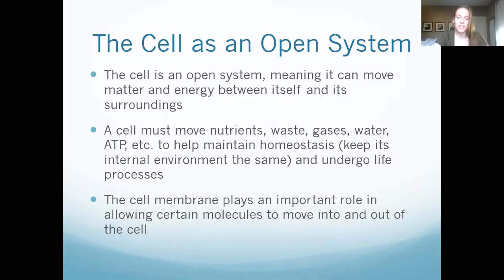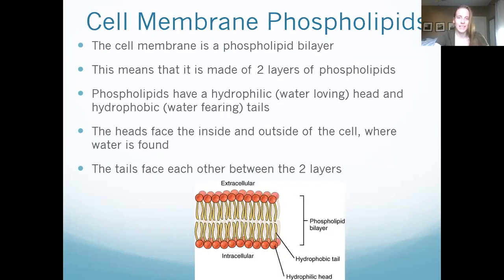The cell membrane plays a really important role in maintaining this open system. It essentially controls what molecules can move into and out of the cell. The cell membrane is called a phospholipid bilayer because it is made of two layers of phospholipids. This is what you're seeing at the bottom here.